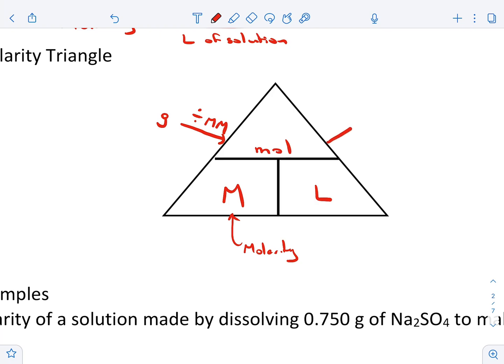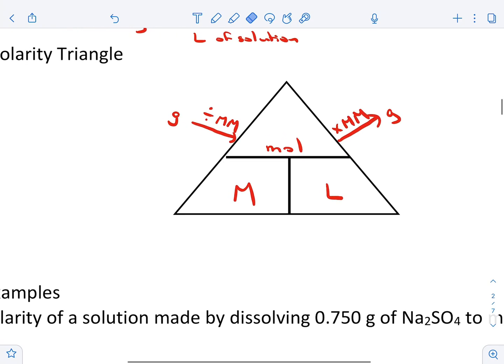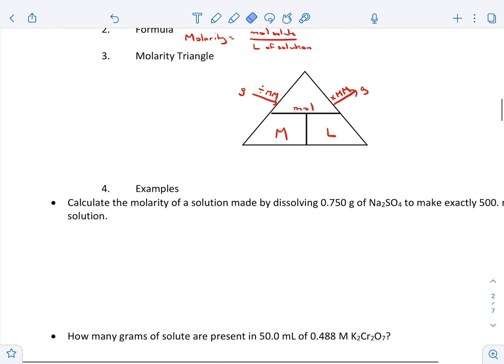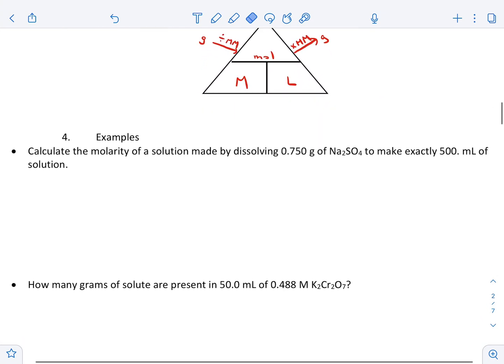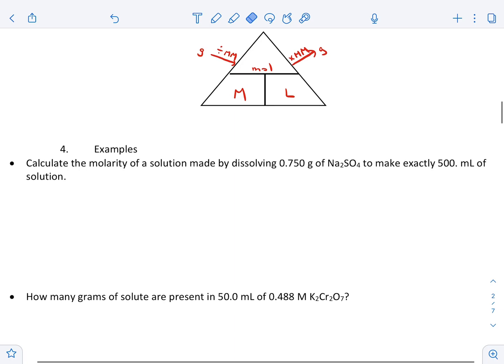So sometimes you'll have to go from moles to grams. And again, in this case, you'll just multiply by molar mass to get to grams. All right, so we're going to just use that little triangle as a helper for us to solve a couple of problems here. So let's see if we can look at our problems here. I'm going to try to leave my triangle in the picture.